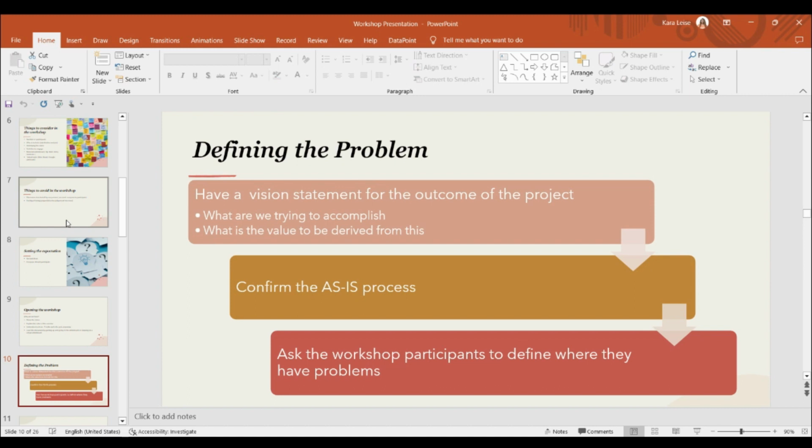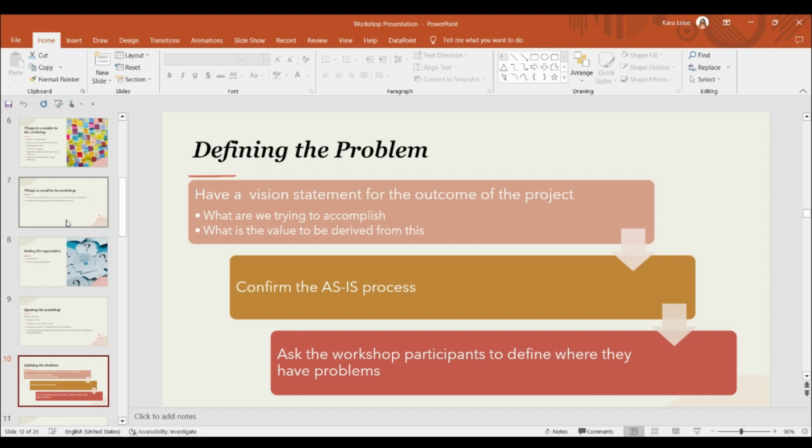Now, defining the problem is one of the things that you need to make sure you come to the workshop with: a problem that you're going to spend the workshop time trying to solve, right? Or trying to dive deeper into. So have a vision statement of the outcome of the project, right? What are we trying to accomplish? What is the value to be derived from this?